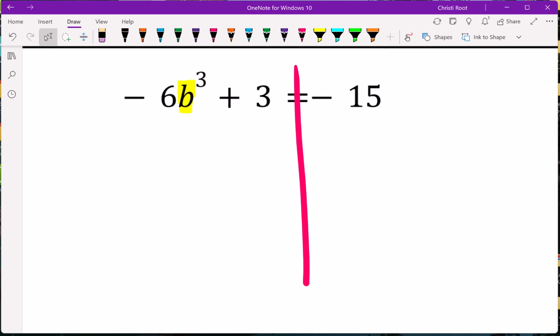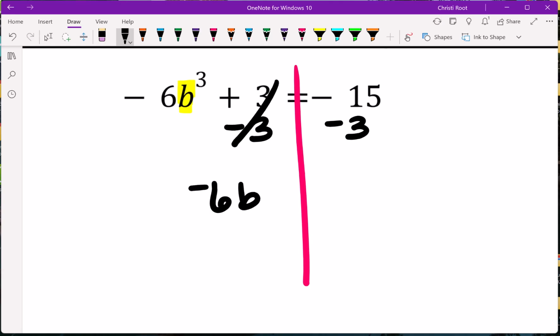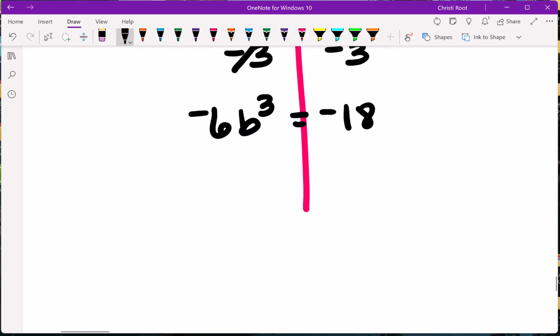When you're solving your equations, you want to go in opposite order of operations. So you're going to do your adding and subtracting first. I'm going to get rid of the plus 3. I'm going to subtract 3 from both sides. Then you want to get rid of the negative 6. To get rid of the negative 6, you want to divide both sides by negative 6.